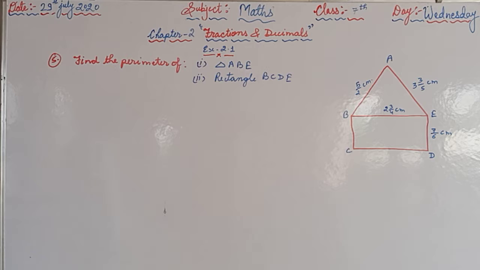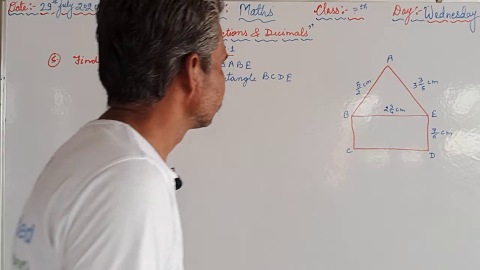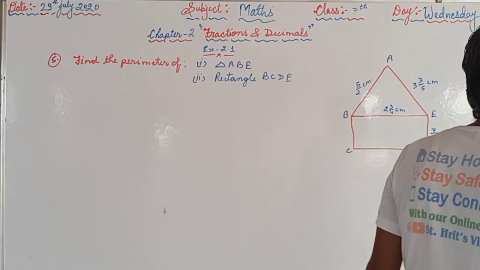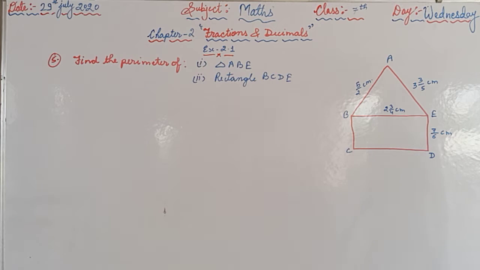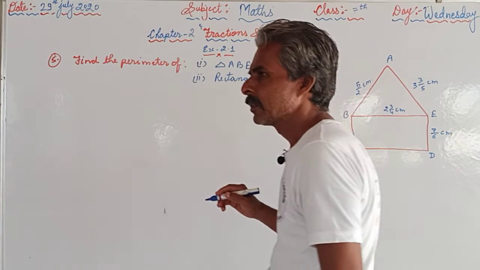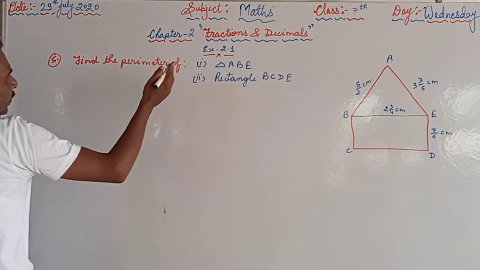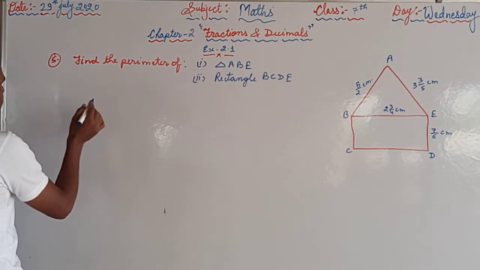In this question, one figure is given in which a triangle is constructed on one side of a rectangle and the measurements of the sides are given. We are supposed to find the perimeter of that triangle as well as the perimeter of that rectangle. At the same time we are supposed to find whose perimeter is greater. So first of all we will find the perimeter of the triangle.